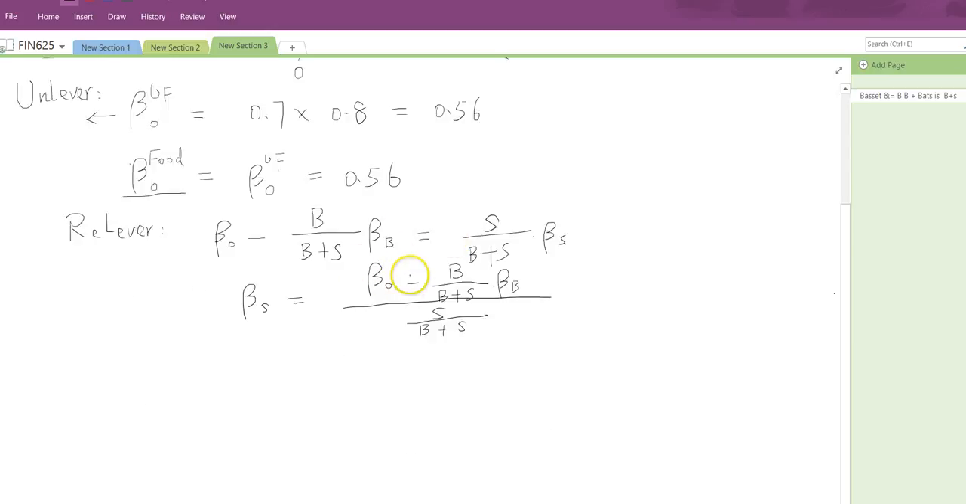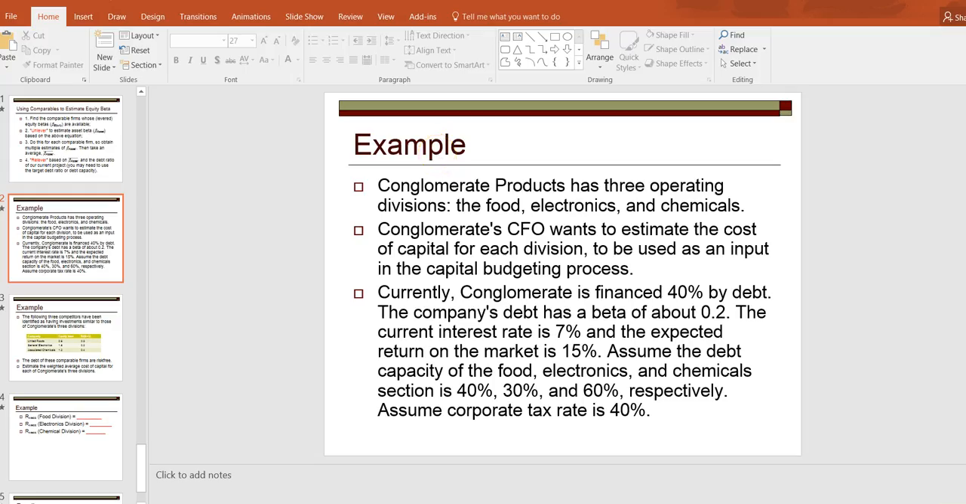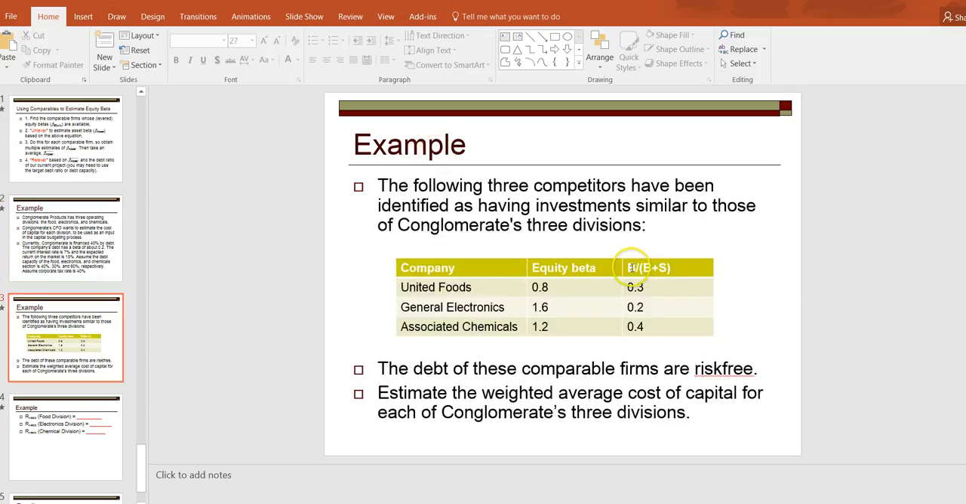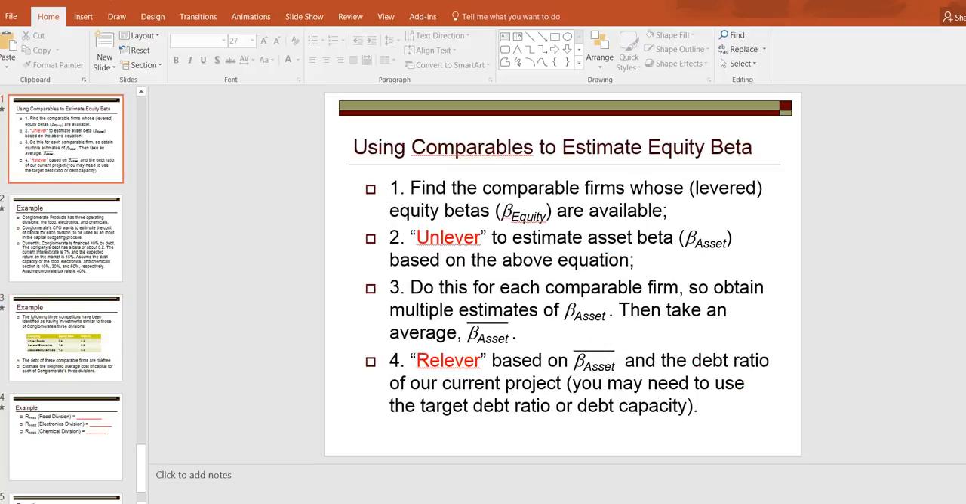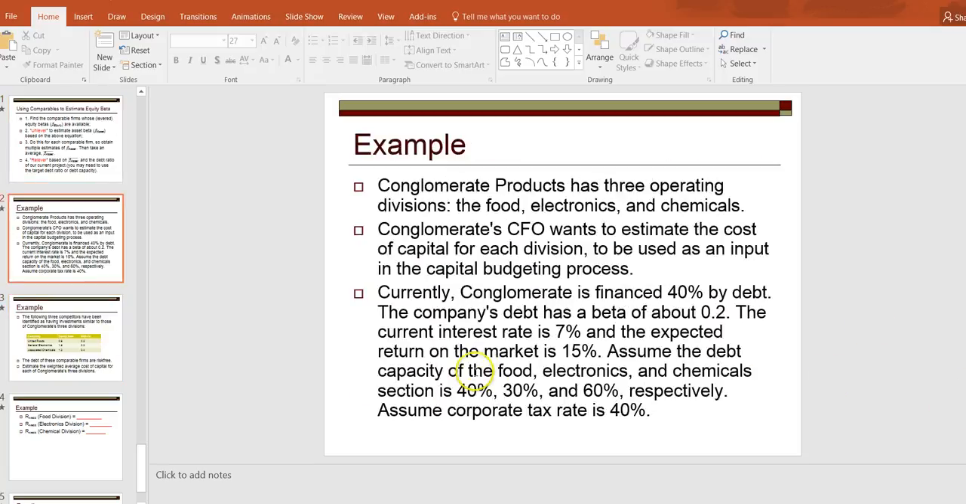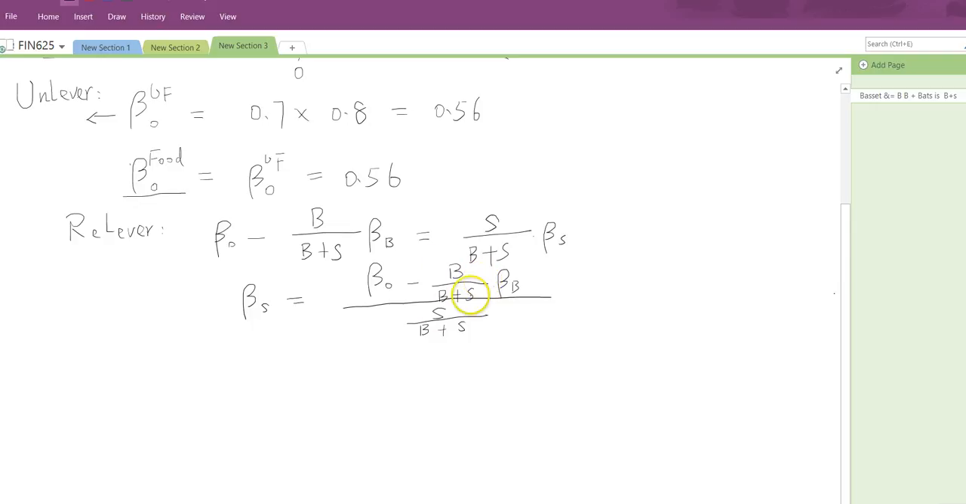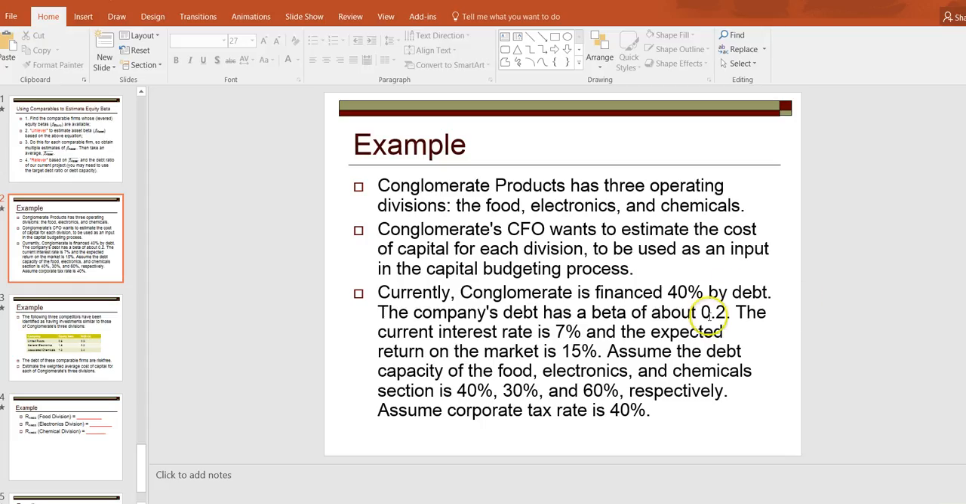So we know this beta 0, this is carried over for the food division, this is carried from the comparable firm. And B over B plus S, now we need to use the debt capacity of the food division. We cannot use the debt ratio of the comparable firm. The comparable firm is 30%, if I remember correctly. Yeah, 30%. But for the food division, it's different. The food division is 40%. So we have to use the 40% here. That's very, very important. And beta B, if we go back, is 0.2.